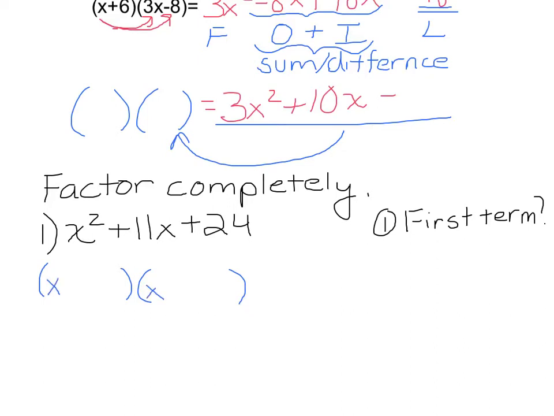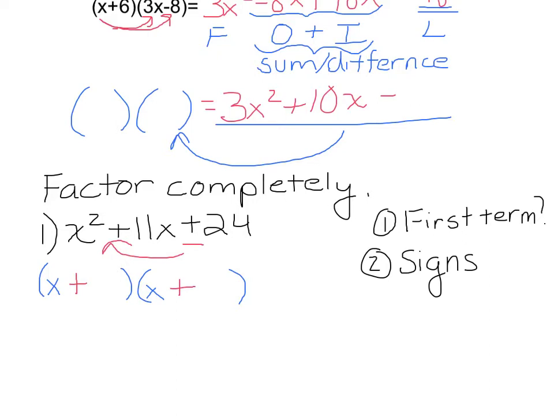Okay, now the second thing we concern ourselves about is what the signs are going to be of my binomials. Now whenever the sign of our last term is positive, the signs of our binomials follow the sign of the middle term. So if both of our signs are positive in our trinomial, both of the signs will be positive in our binomials.